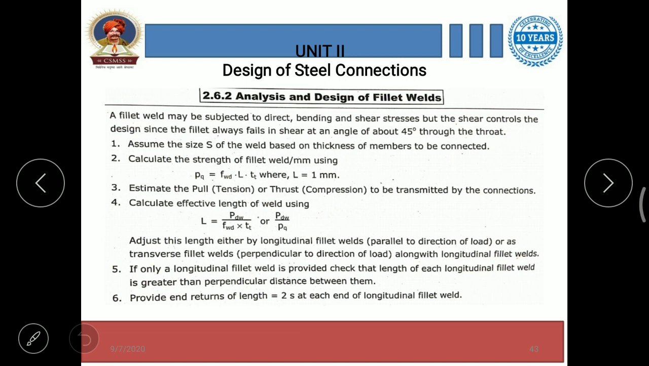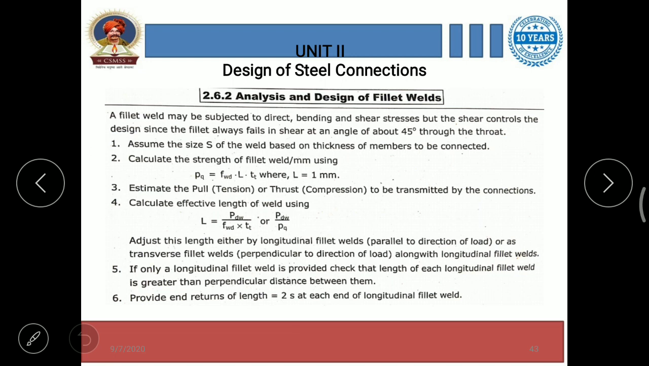This is just the previous formula, that is PDW is equal to L into FWD into TT. Only a rearrangement is done to calculate L. Adjust this length either by longitudinal fillet weld or as transverse fillet welds perpendicular to the direction of load. Transverse means along with longitudinal fillet welds.